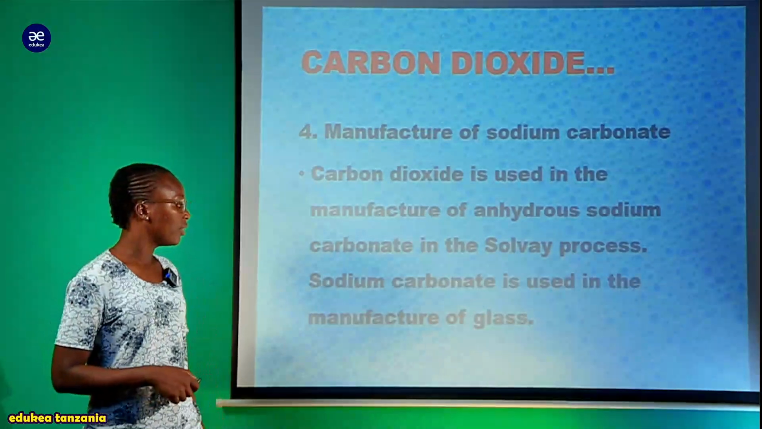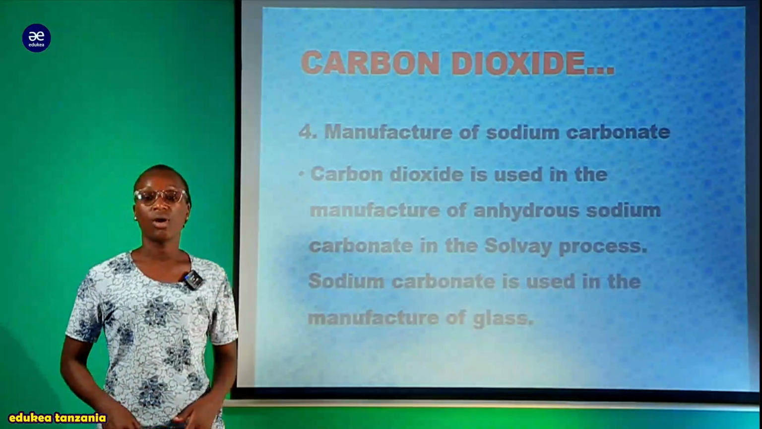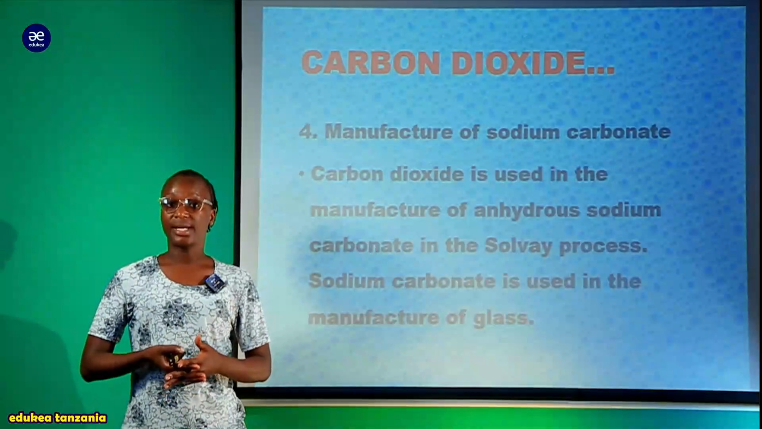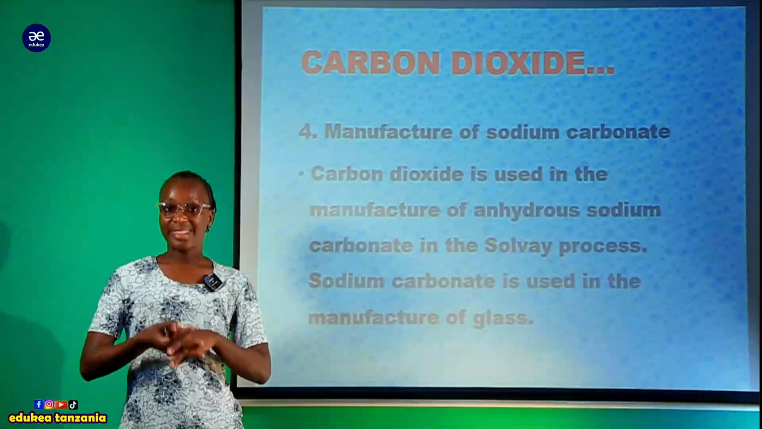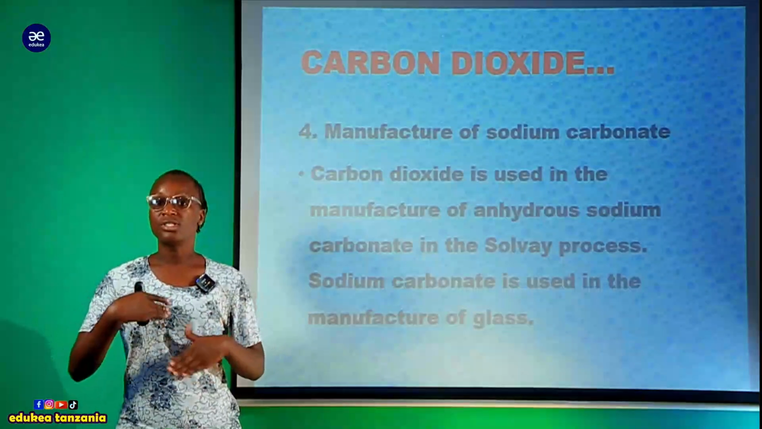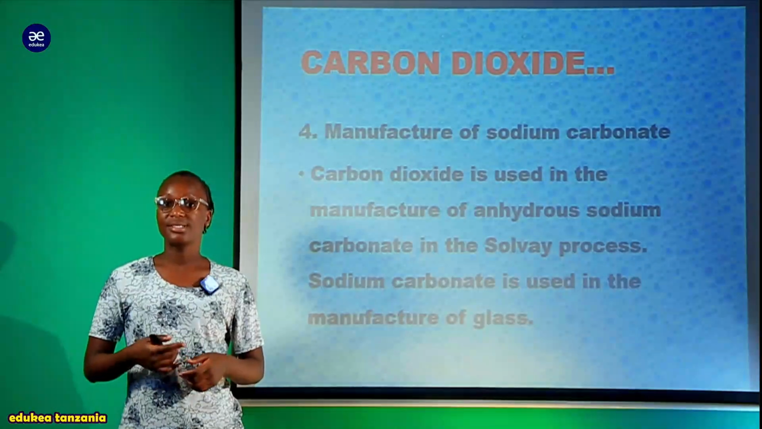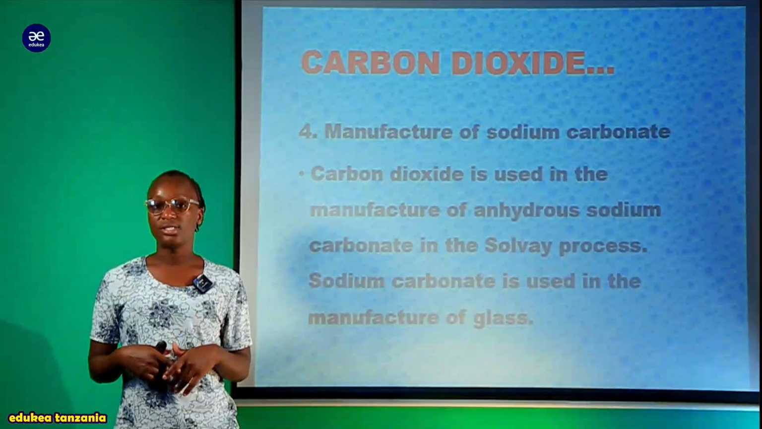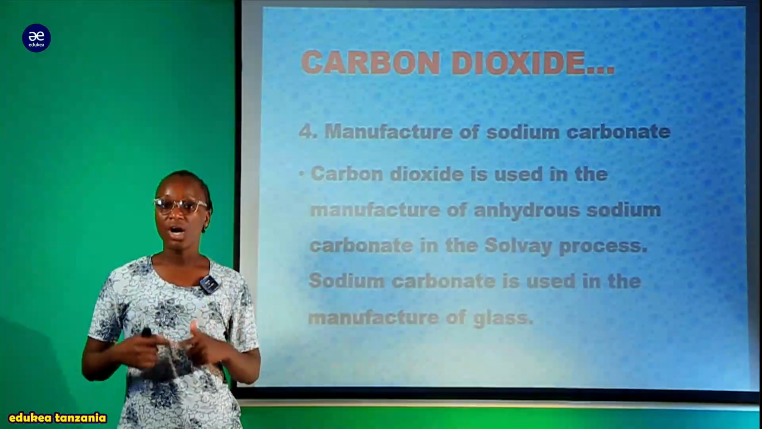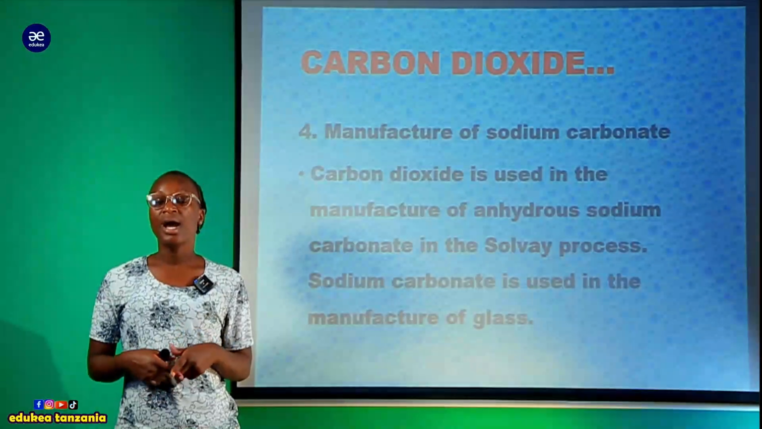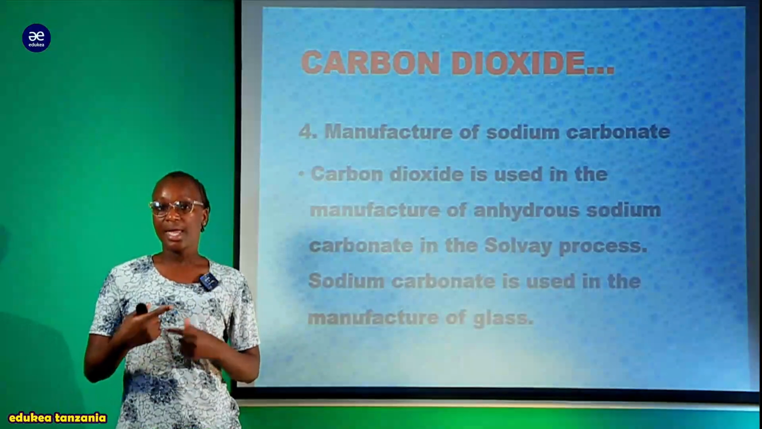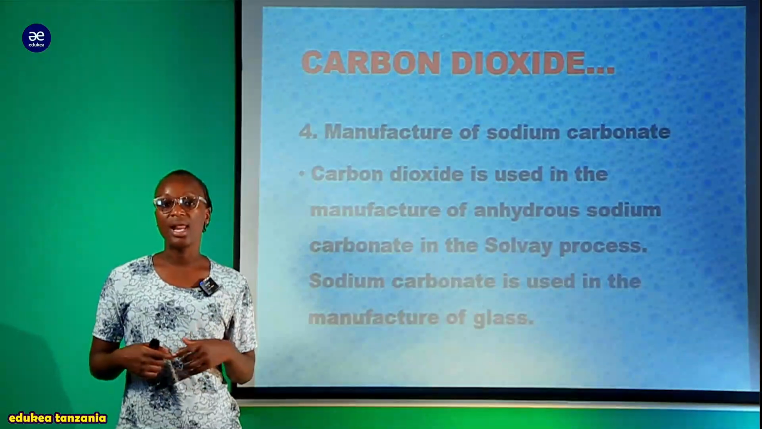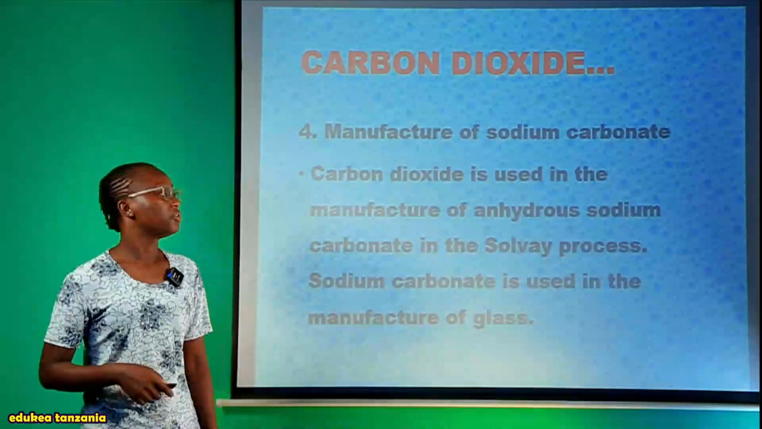This sodium carbonate is used in the manufacture of glasses. So carbon dioxide is used in manufacturing this sodium carbonate in the Solvay process. After that, the sodium carbonate is used for another purpose, which is the manufacturing of glasses. So you can see how this is very important. Without manufacturing this sodium carbonate, it's difficult to manufacture glass. Because we have carbon dioxide gas and we used it to manufacture sodium carbonate, with that product we were able to produce another product which is very useful in our daily life, which is glass material.